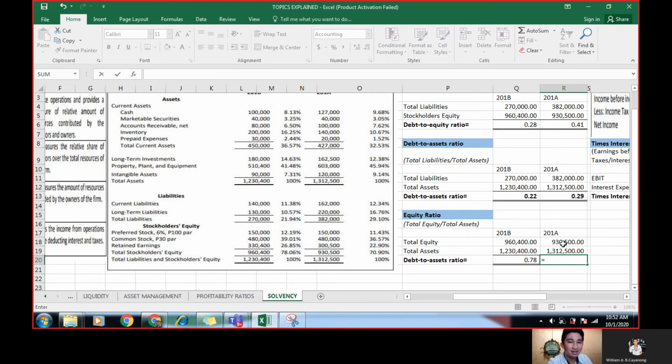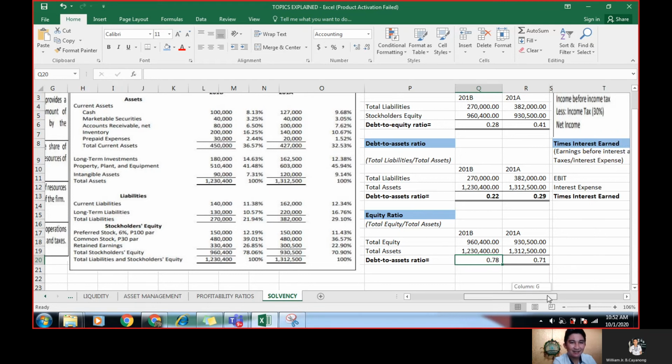Sa previous year, 71%. So, medyo lumaki yung equity natin. Siguro, it's because we generated income. Okay? So, that's the increase of our capital over our assets.